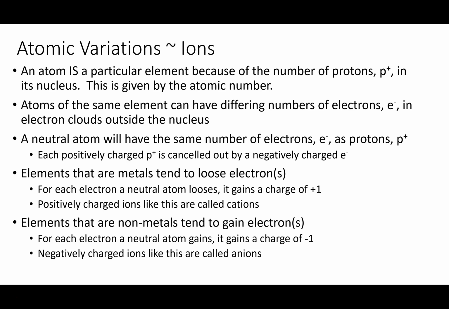Ions, we said an ion is where you have a different number of electrons than you do protons in the nucleus. If it's neutral, they're going to be equal, so electrons and protons will be equal. Then we talked about metals. We said that metals tend to lose electrons, and as they lose electrons, they become positively charged, and they're called cations. We said that nonmetals tend to gain electrons, and in doing so, they become negatively charged, and we call those anions.